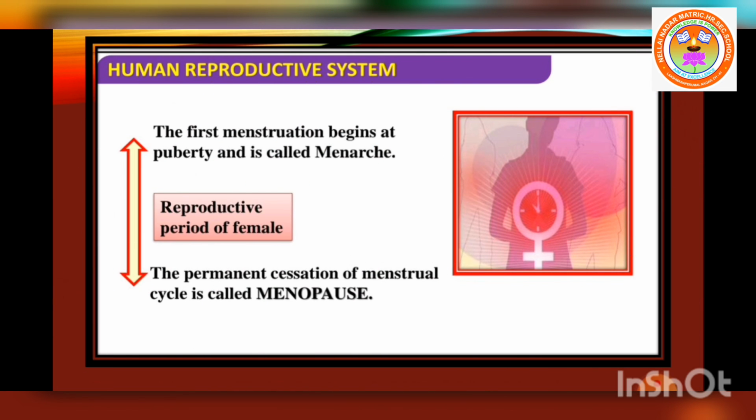So, menopause. Menopause is the phase in a woman's life when ovulation and menstruation stop. The average age of menopause is 45 to 50 years. It indicates the permanent cessation of the primary functions of the ovary.